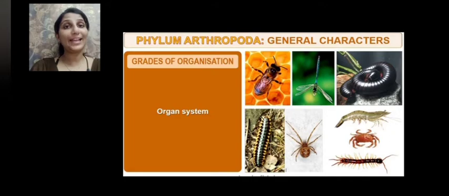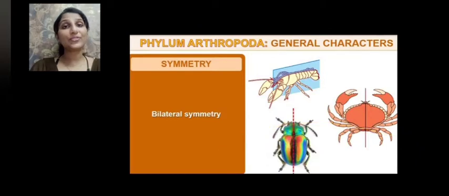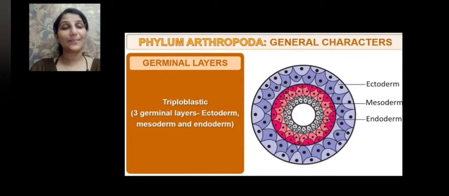Arthropoda, about its level of organization, is organ system level. So it has been organized into organ systems, and its symmetry is bilaterally symmetrical. That means only a single plane passing through the central axis can divide the body of an arthropod into two similar equal halves. And about its germinal layers, they are triploblastic. That means the germ layers in the embryo are made up of three layers: the ectoderm, mesoderm, and endoderm.